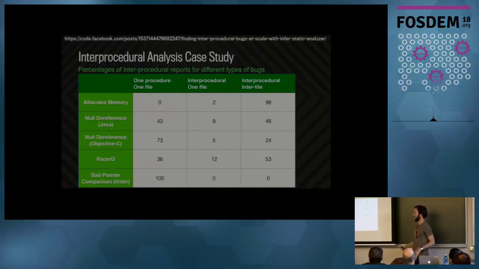This is the allocates memory checker that we saw, and this one is a bit particular because almost all the bugs it reports span multiple files. And all the way at the bottom, there's a byte pointer comparison, which is a linter, and a linter only looks at the AST of one file. So unsurprisingly, it only reports intra-procedural bugs.